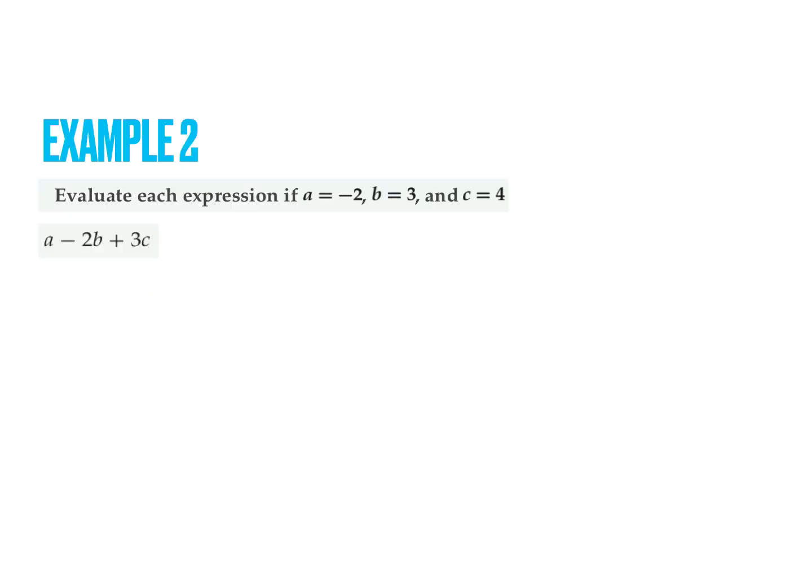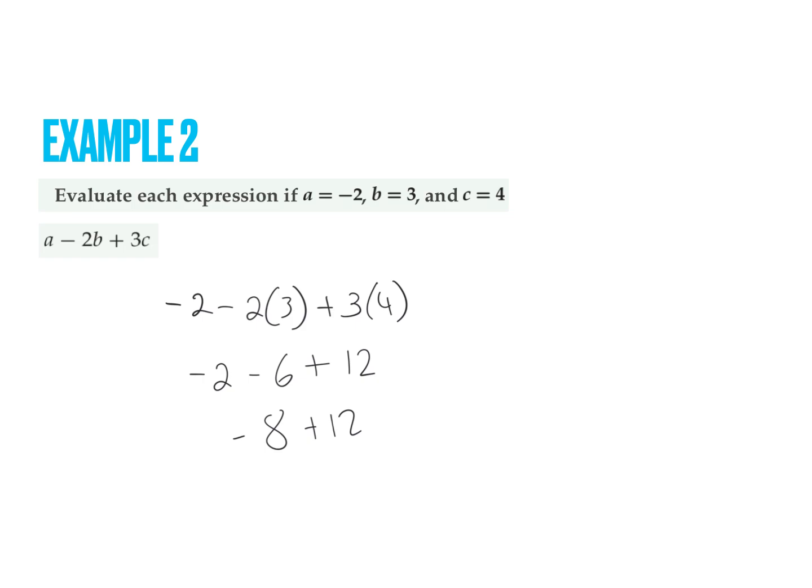It's saying to evaluate each expression if a is equal to negative 2, b is equal to 3, and c is equal to 4. We have the expression a minus 2b plus 3c. So I'm going to go ahead and plug them in just like we did before. Negative 2 for the a, 3 for the b, and 4 for the c. When I do that, I end up with negative 2 minus 6 plus 12. All I did was multiply the 2 times the 3 and the 3 times the 4. And then I'm going to combine like terms, going from left to right. So I'm going to get negative 8 plus 12, which will end up with 4 at the very end.